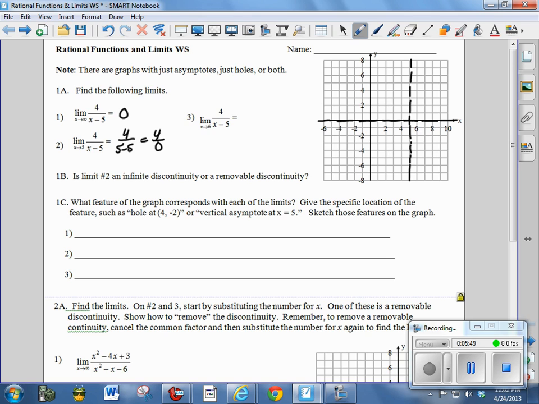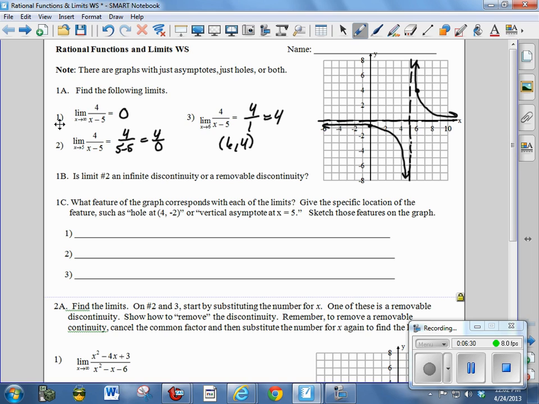Now, here x goes to 6. I plug in 6 and I get 4 over 1, which is 4. This tells me there's no discontinuity at that point. There is no hole, there is no asymptote. This is just a point on the graph, so a point on the graph is (6, 4). I could plot that: 6, 1, 2, 3, 4. That helps me out, because it tells me my graph is going here. I don't have any x-intercepts. My y-intercept is negative 4/5, which is down here, so my other part of the graph is here.